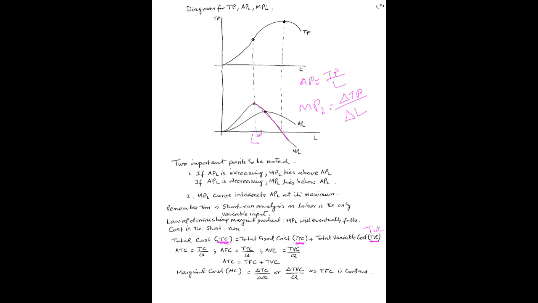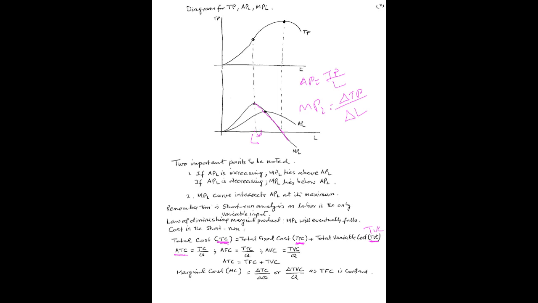Then you have average total cost, like average product of labor. Now I have average total cost. What is average total cost? Total cost divided by output, Q, not labor. Remember this. When we calculate cost, we do it in terms of output. When we calculate productivity, we do it in terms of labor. So average cost is total cost divided by output.